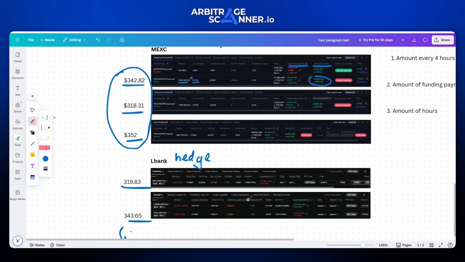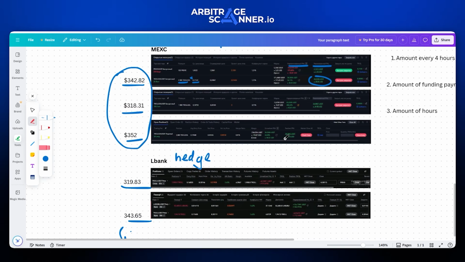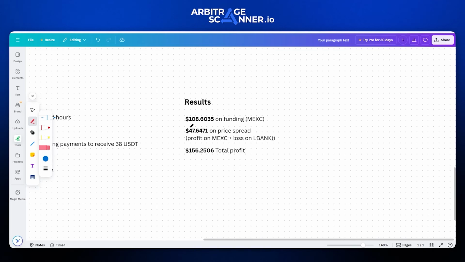All righty, I counted everything here, these deposits, the profits, and now we can see the full picture of the deal. Here are the results. The client earned $100 on funding, on holding positions on Max.